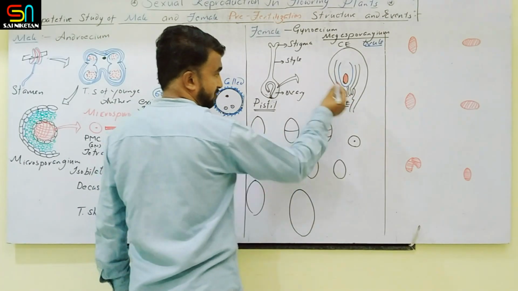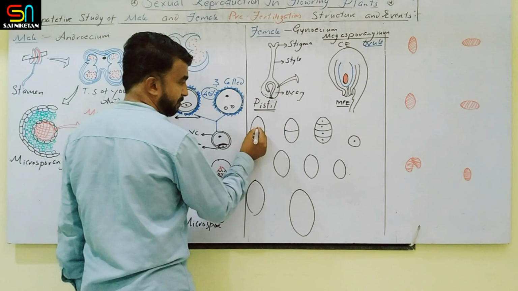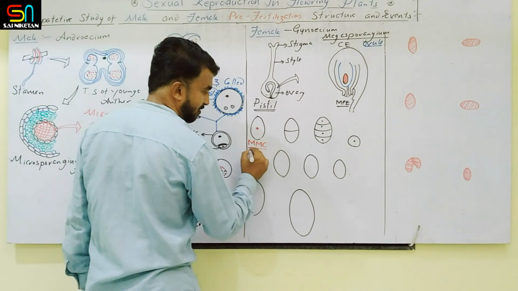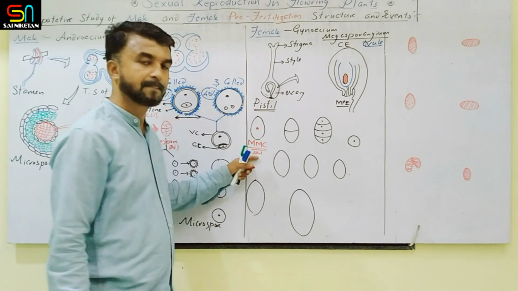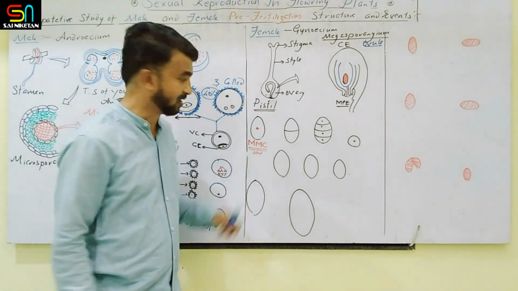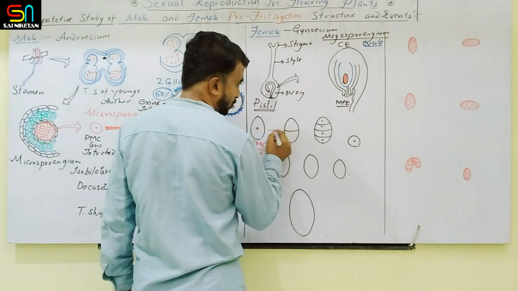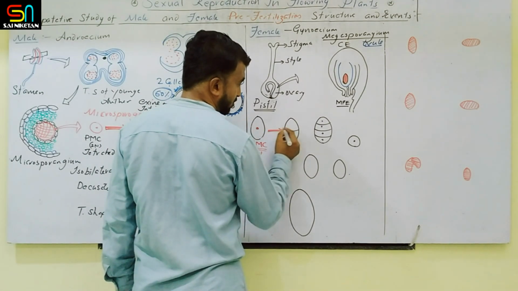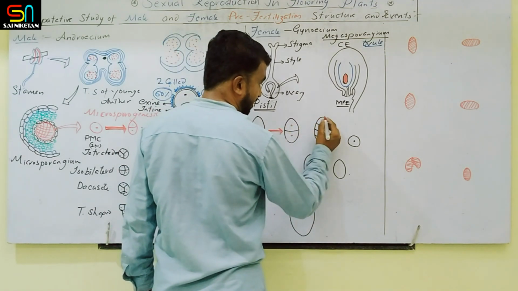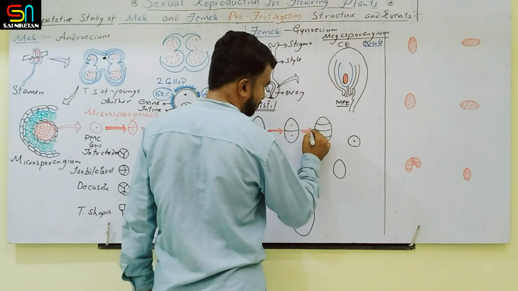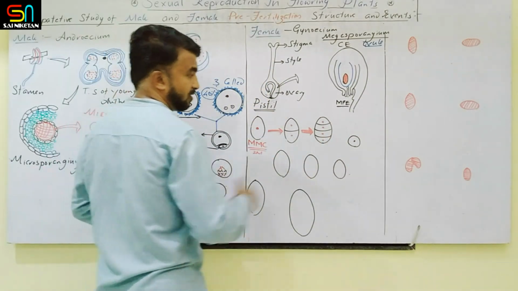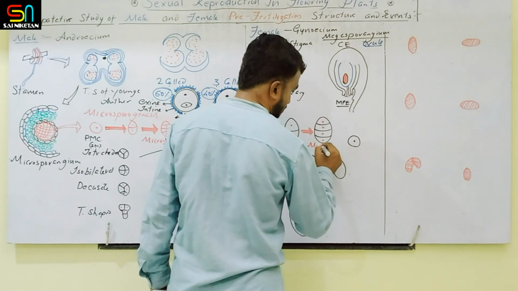Now, inside this nucellus, some of the cells become prominent, and this is called a megaspore mother cell, which is also diploid in nature. Yes, here I wrote pollen mother cell. This is a megaspore mother cell. This megaspore mother cell undergoes first meiotic division and produces 2 megaspores. It undergoes second meiotic division and produces 4 megaspores.